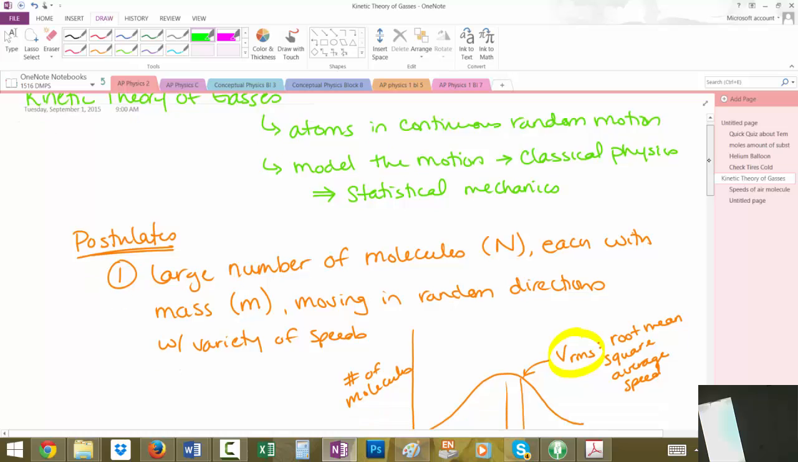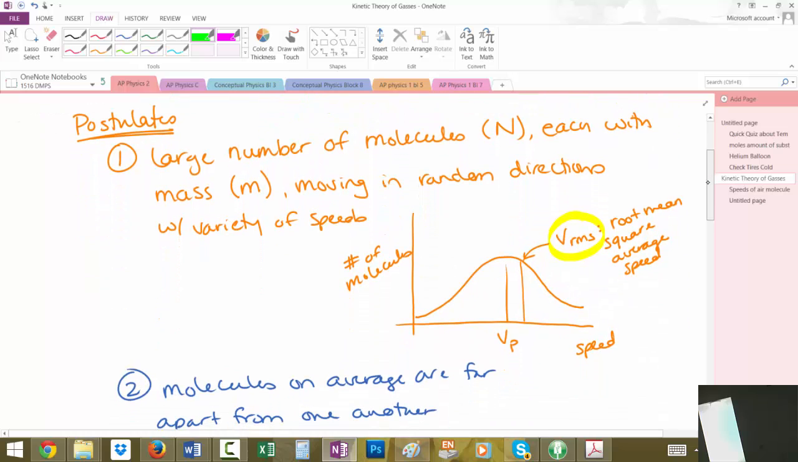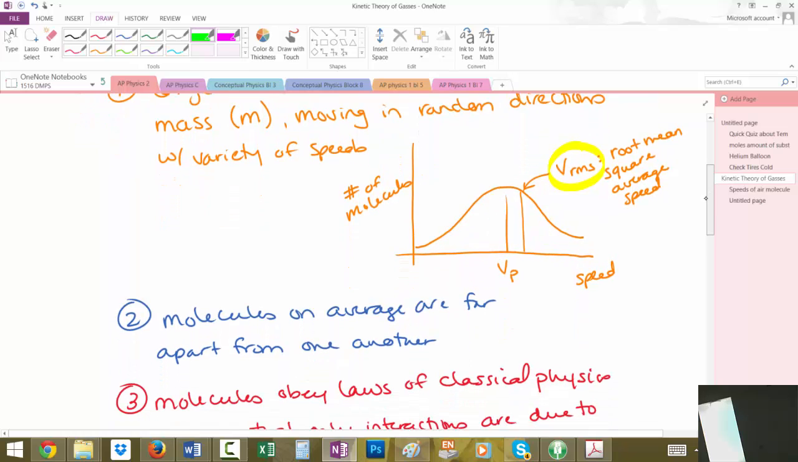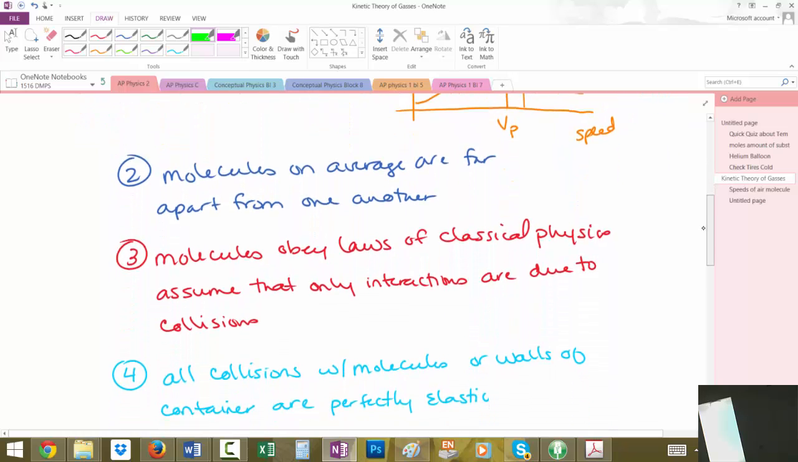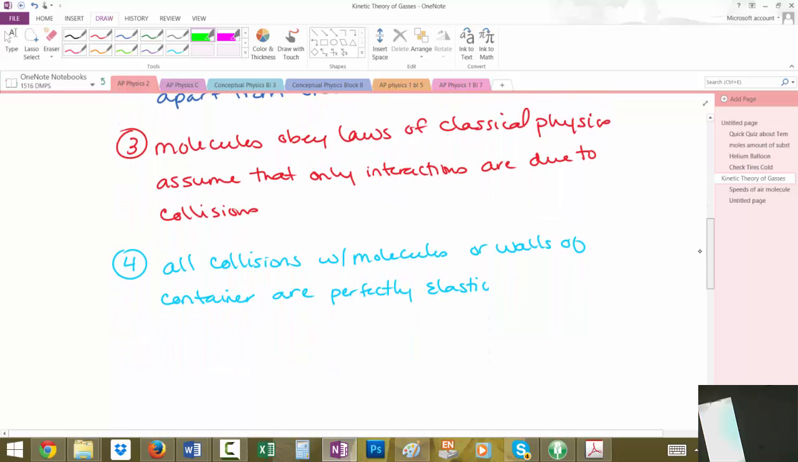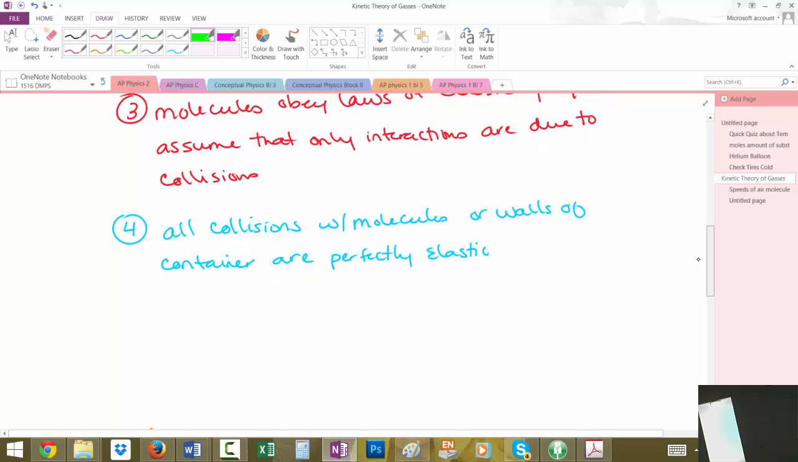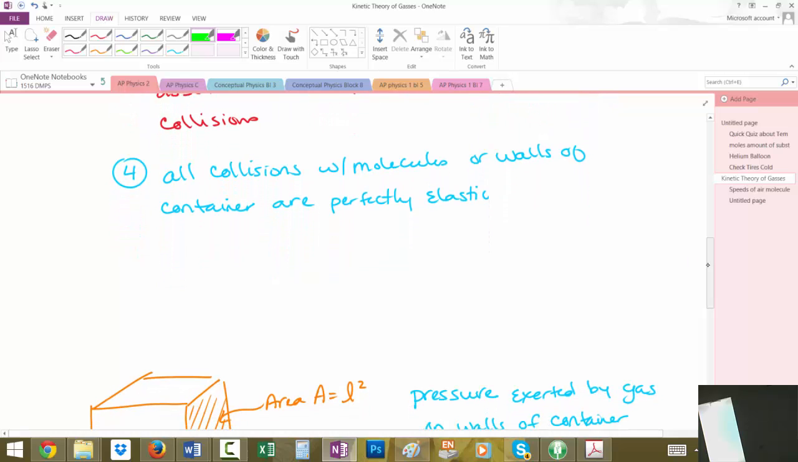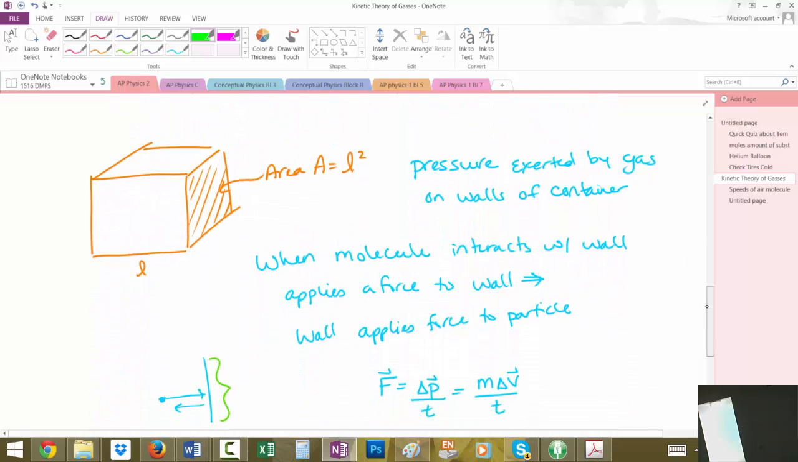Okay? So we had some postulates talking about a large number of molecules, same mass, all moving in random directions, a variety of speeds. They're not playing with each other much, but when they do, the collisions are all perfectly elastic. So that was kind of the setup that we had.